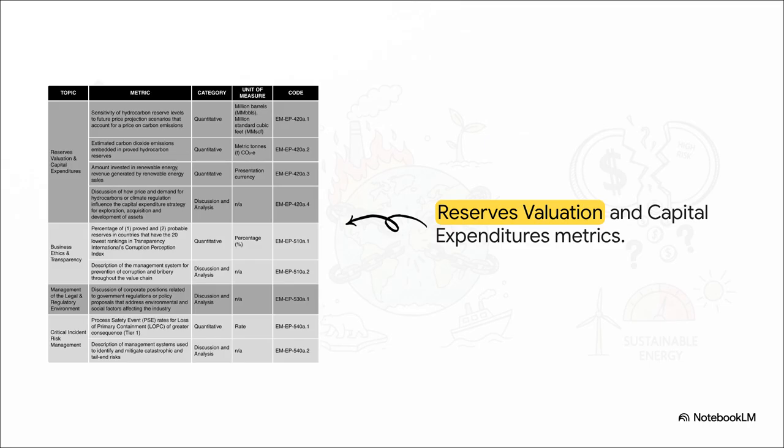Take a close look at this second row of this reserves valuation table. It demands something pretty incredible. Companies must actually calculate and publicly disclose the estimated carbon dioxide emissions embedded in their proved hydrocarbon reserves. Basically, they have to take the physical weight of their unextracted oil and gas sitting down there in the ground, use specific formulas, and calculate exactly how much potential CO2 is just waiting to be unlocked.